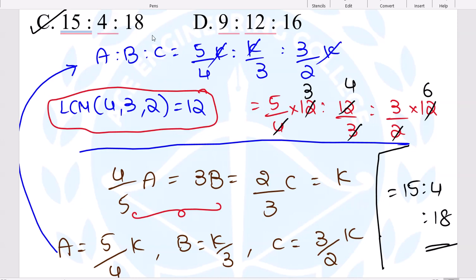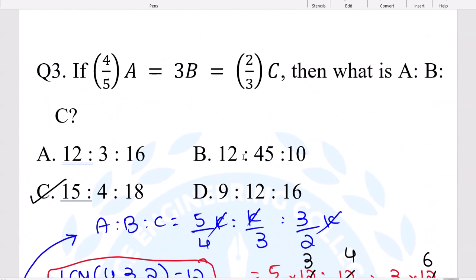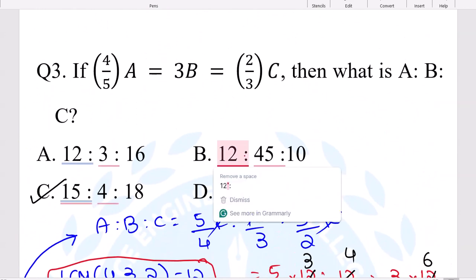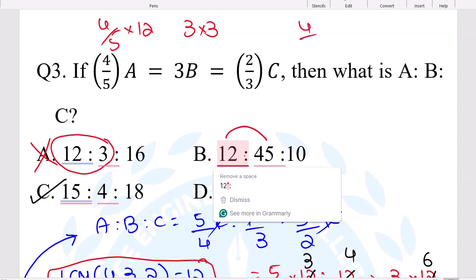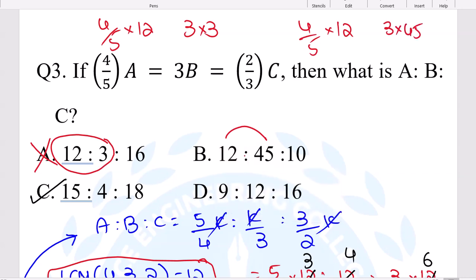I repeat what I am suggesting. I have this many options, right? So let us say I'm taking option A, 12 and 3. If I put it here, 4 by 5 into 12, is that equal to 3 into 3? No. So I can eliminate this option. And I can try this one. 4 by 5 multiplied by 12, is that equal to 3 into 45? No.